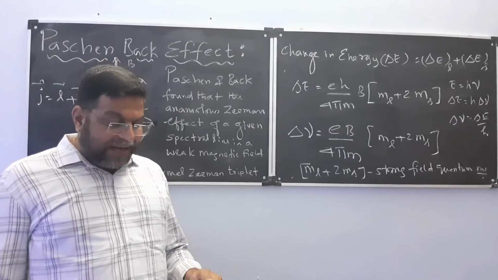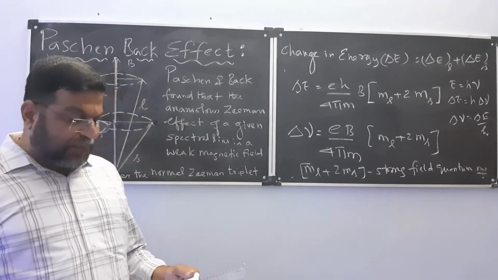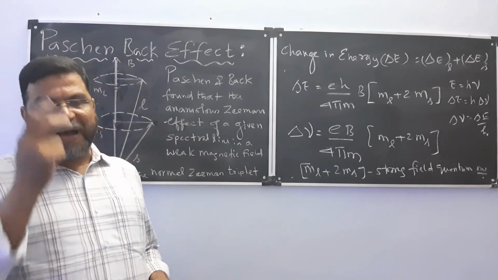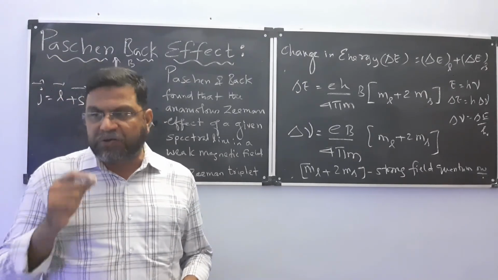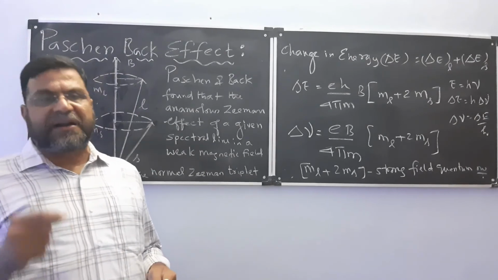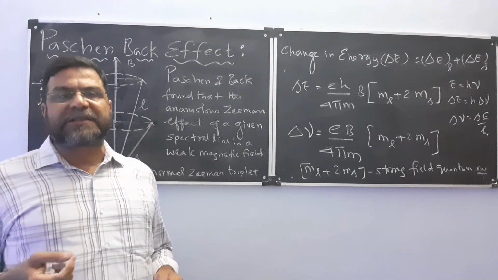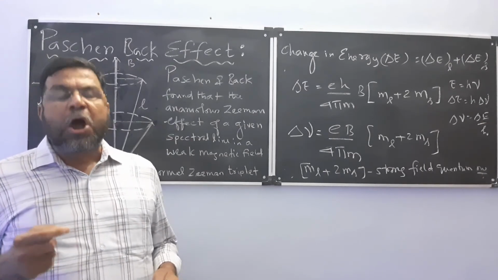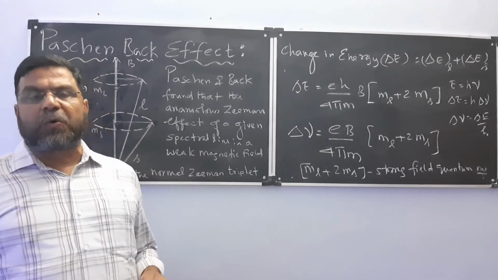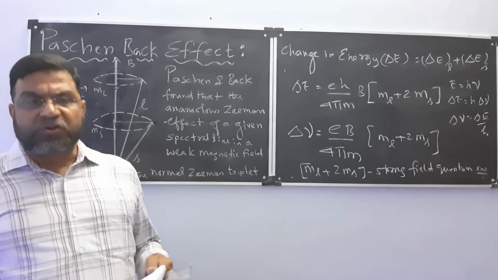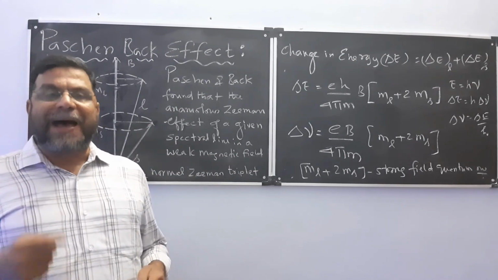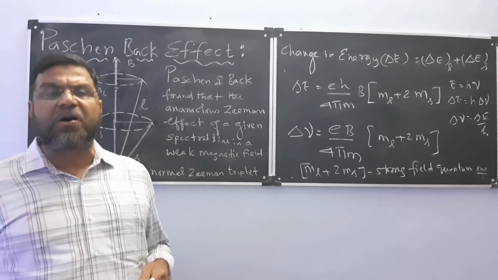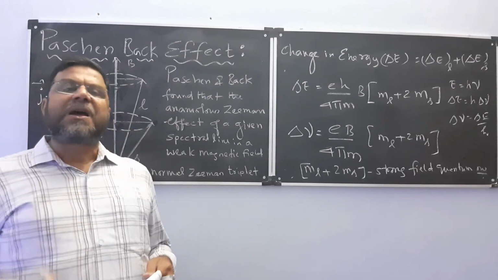And finally, in a strong magnetic field, a given spectral line is split into 3 components. According to Paschen and Back, when a strong magnetic field is applied on a spectral line, it splits up into 3 spectral lines, and this is approximately equal to the anomalous Zeeman effect. They came to the conclusion that the Paschen-Back results are in very good agreement with the anomalous Zeeman effect. So Paschen-Back also proved that there is the anomalous Zeeman effect.